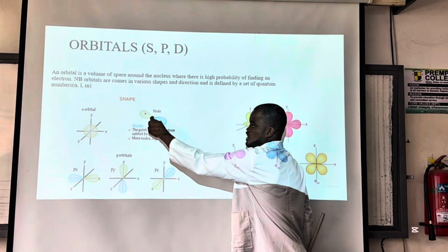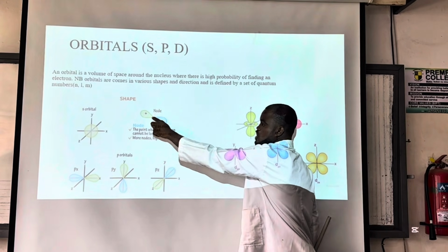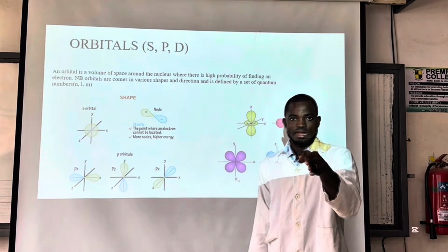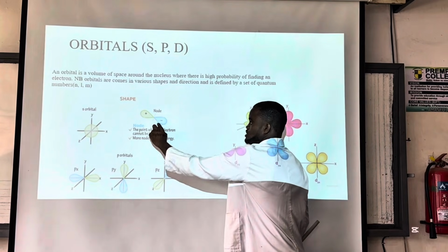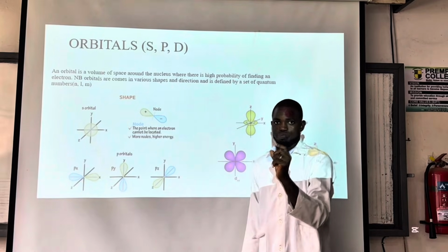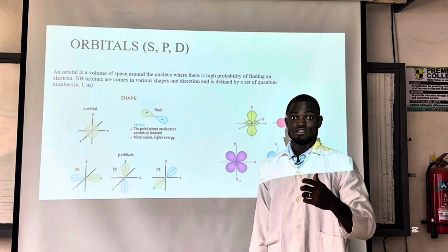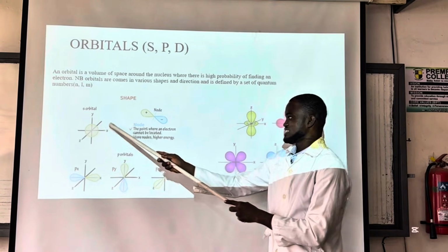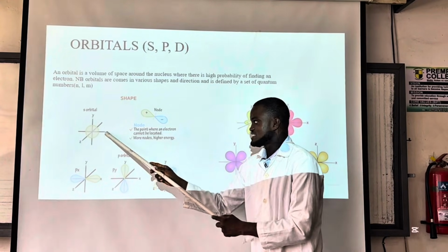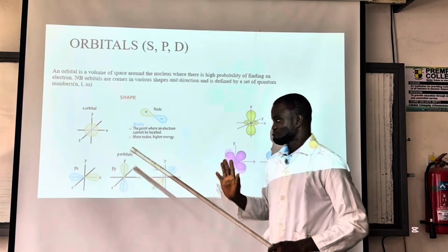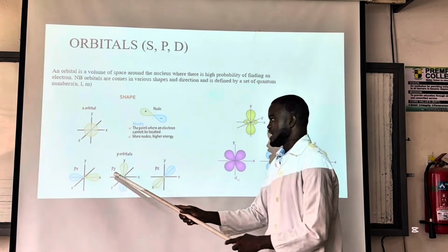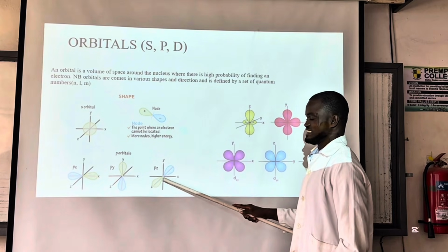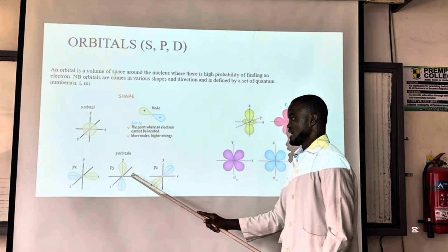This side is the nucleus, and that is what we call the node. The node is the region where there is no probability of finding an electron, while the broad portions here are what we call the lobes. The lobes are where there is high probability of finding an electron. Take note of that. So this is s orbital, which is spherical in shape. It has no direction. It's just spherical. The p orbitals are dumbbell, which can either be on the x-axis, the y-axis, or the z-axis. So these are the orbitals.